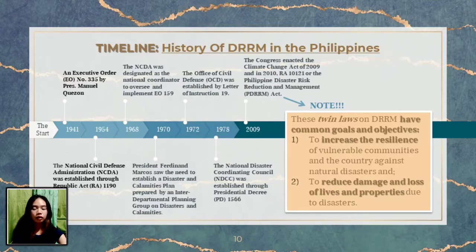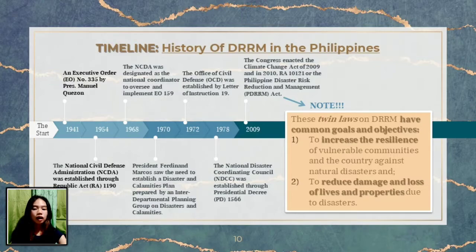In 2009, the Congress enacted the Climate Change Act of 2009, and in 2010, it enacted the Philippine Disaster Risk Reduction and Management Act. These twin laws have common goals and objectives. The first one is to increase the resilience of vulnerable communities and the country against natural disasters, and the second is to reduce damage and loss of lives and properties due to disasters.